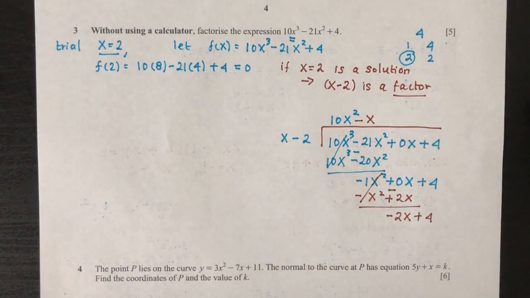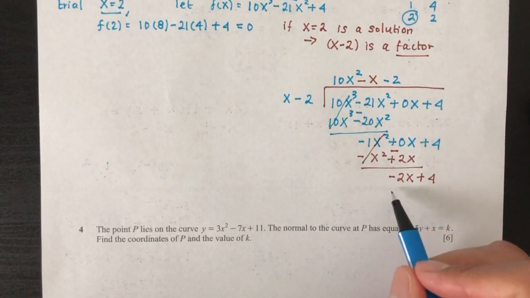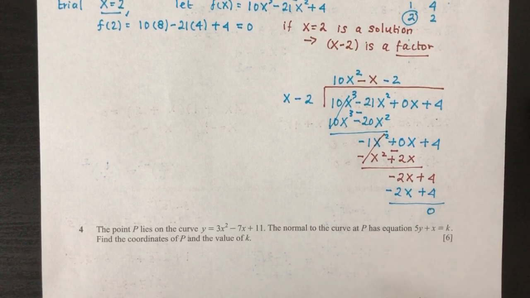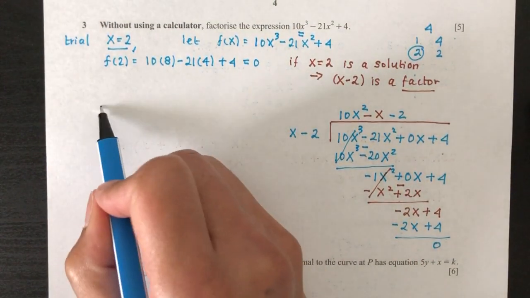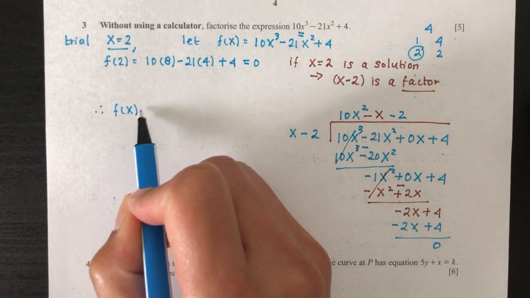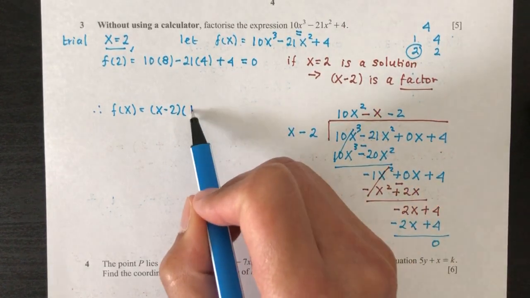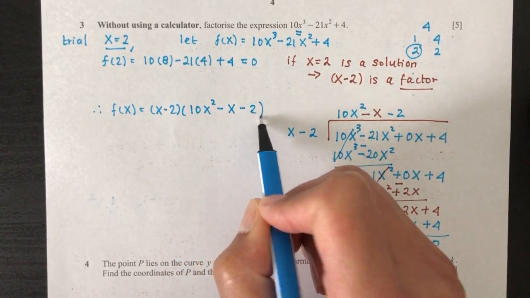So one more time. How can you make x become minus 2x? You have to multiply by minus 2. So you will have minus 2x plus 4. That will be 0. So in that case, you have your factors. Your factors will be f of x is equal to x minus 2 times this one, which is 10x squared minus x minus 2.